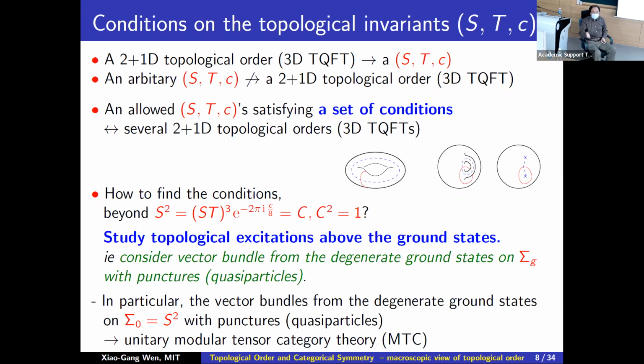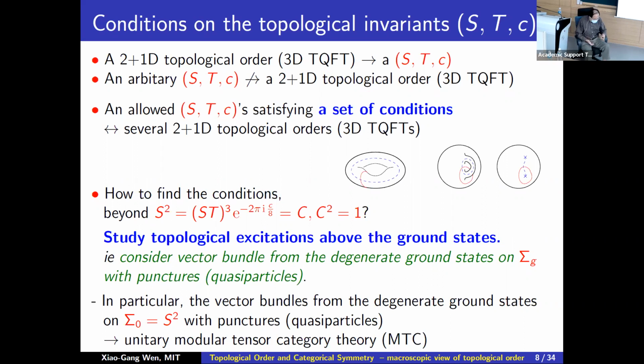Now we'll switch gears a little bit. We want to concentrate on this picture: the simple space with punctures, what they are, braiding and things like that. This actually led to the modular tensor picture. Actually, this vector bundle on the moduli space of punctures corresponds to a modular tensor category. Yeah, basically that is the statement.